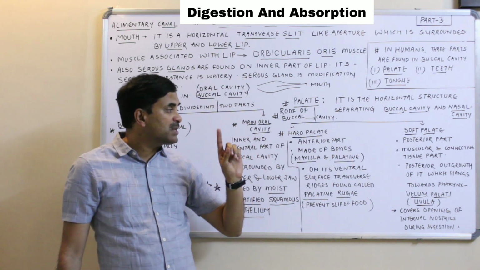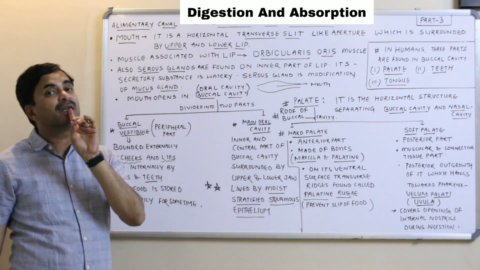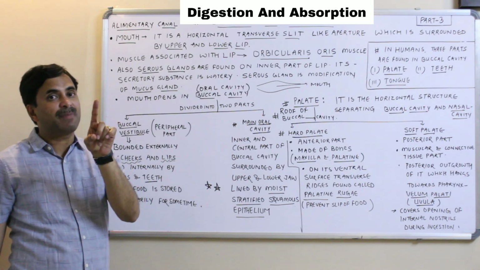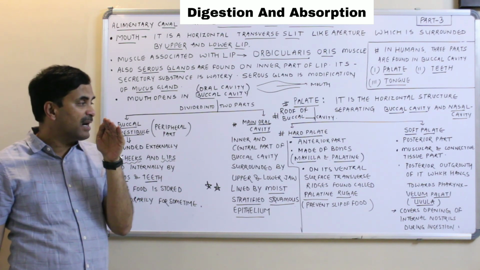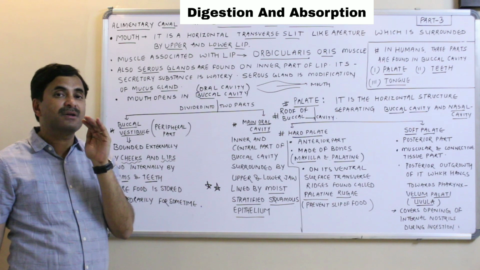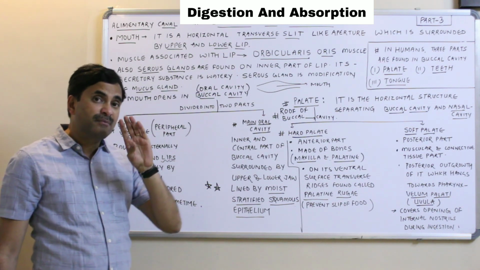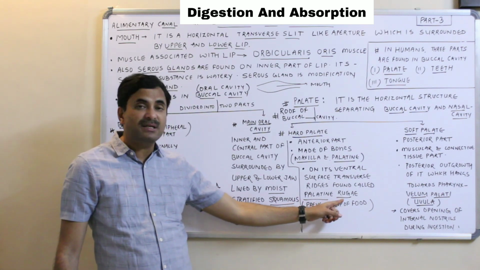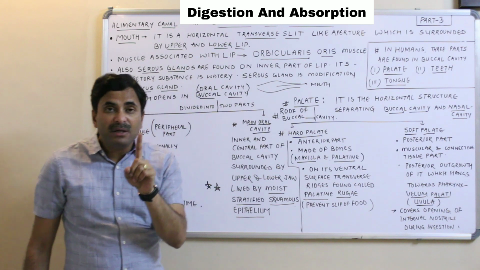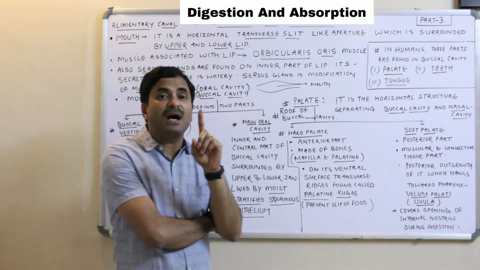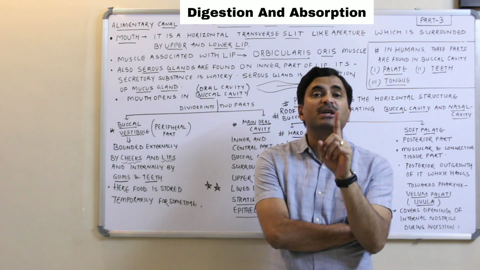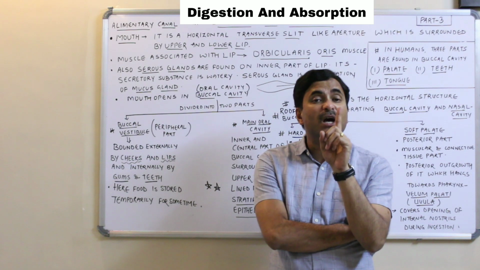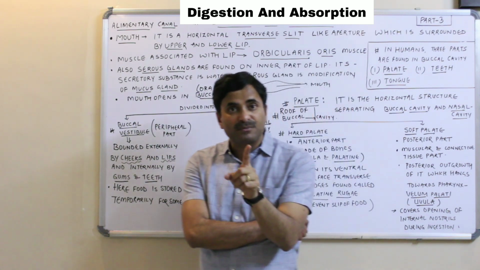And if you rub your hand from back to forward on your hard palate, you will see that there are certain ridges found. There are certain ridges on the hard palate, and these transverse ridges are called palatine rugae. But remember, palatine rugae are not so much developed in human beings, because we are omnivores, we are not carnivores, right?